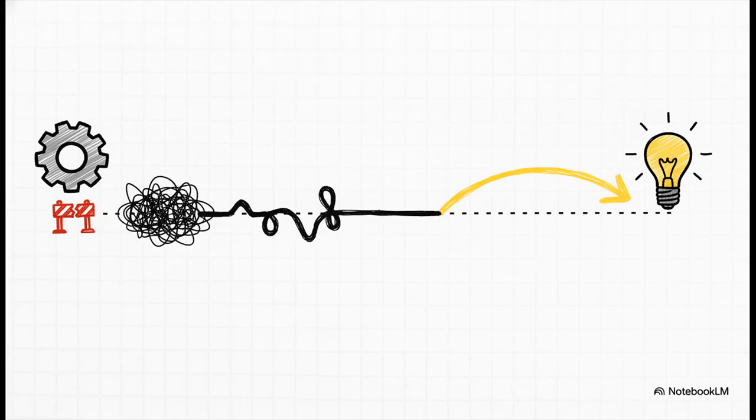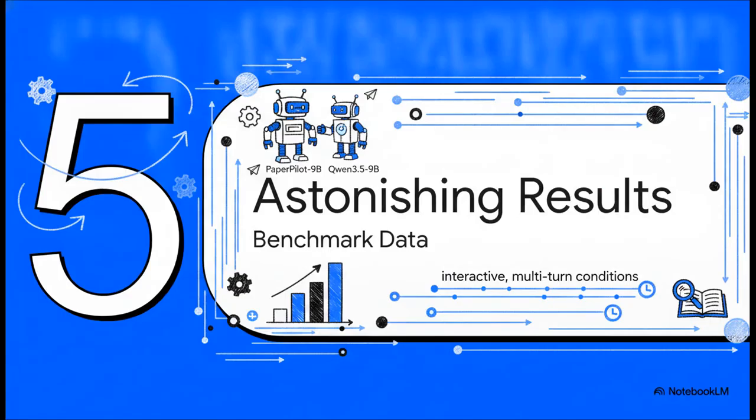They deliberately threw the AI off course during training. They introduced dead ends and workflow corruption so the AI could learn resilience. It learned how to flawlessly course correct and realign with complex scientific intent, even when a search query went totally off the rails. Which brings us to Section 5, the astonishing results.